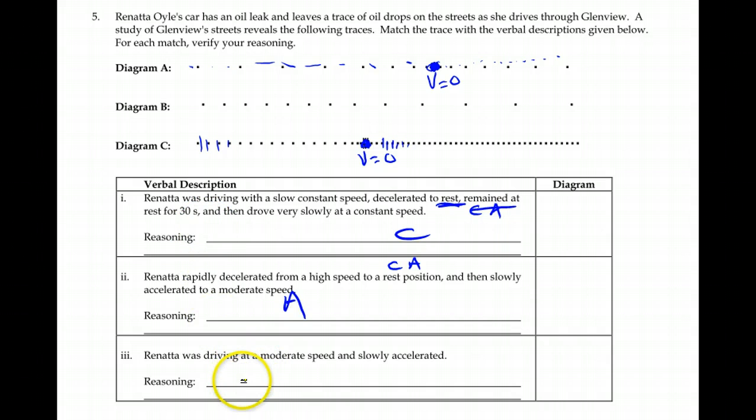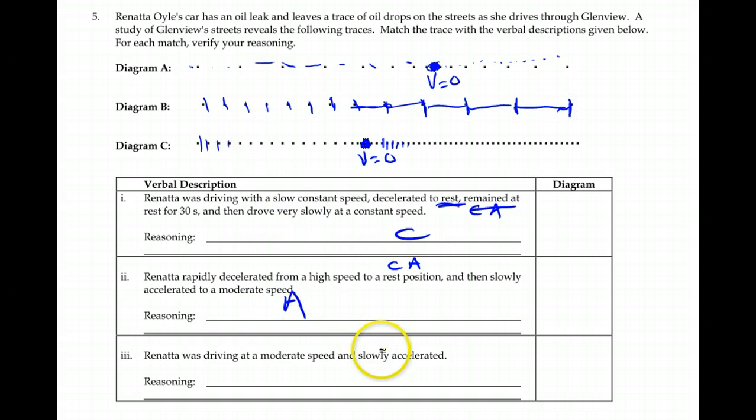And then finally, Renata was driving at a moderate speed and slowly accelerated. So let's see if B matches that. Driving at a moderate speed, so we're looking at gaps that are equally spaced but not too wide. And it says accelerated. Now, slowly accelerated could mean get faster or get slower. So we're looking for an increase in the gaps or a decrease in the gaps. And if you start to notice right about here, we start to get a slight increase in the gaps.